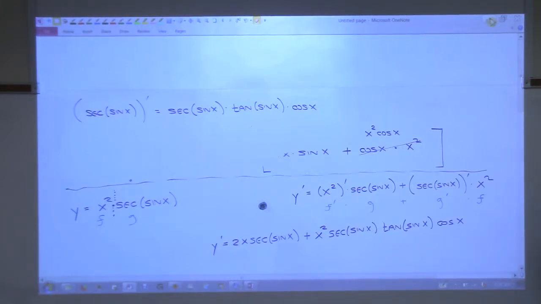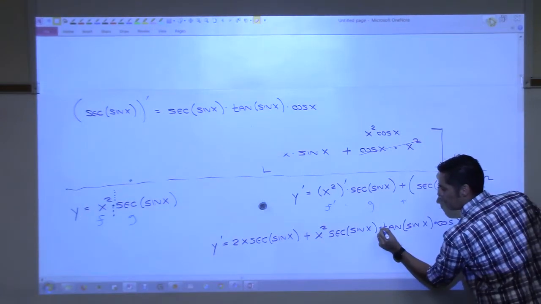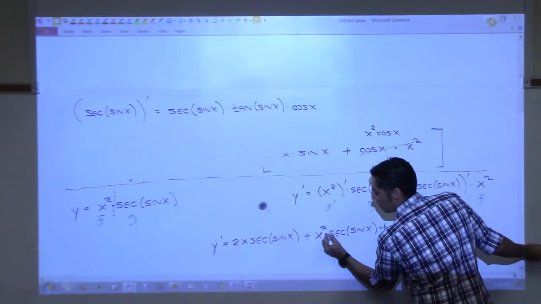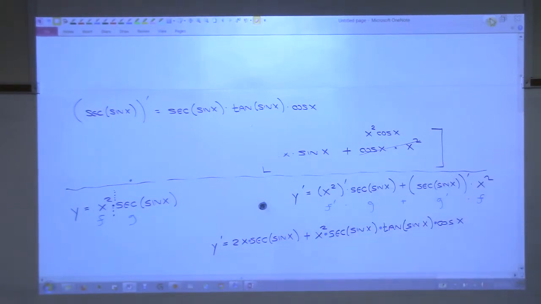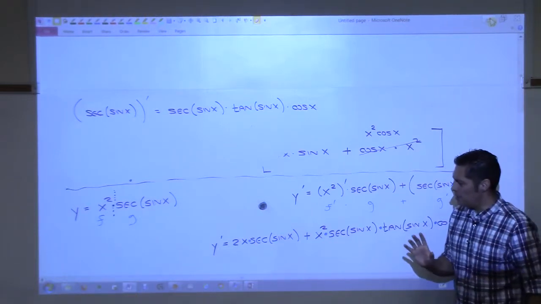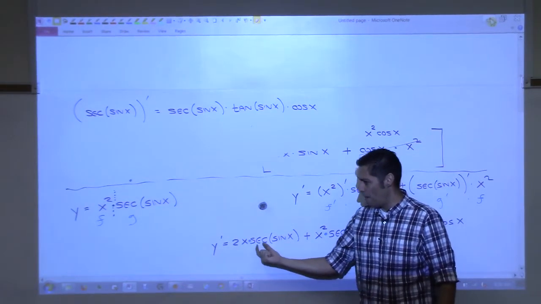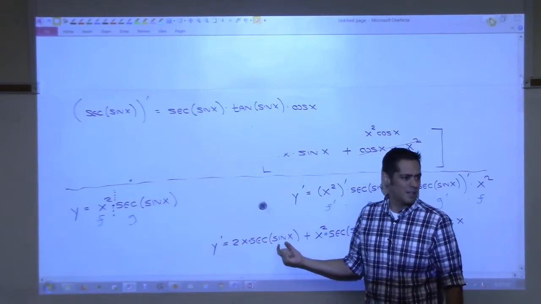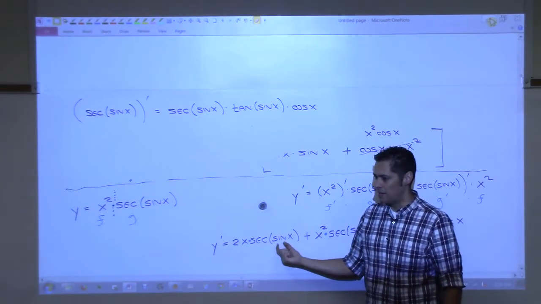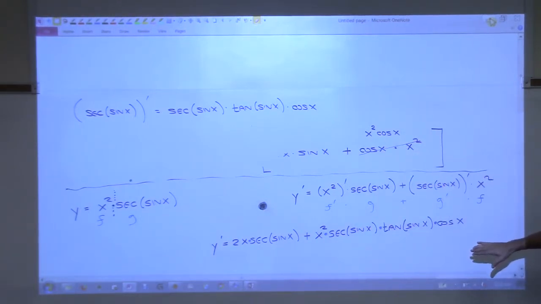I think I'm going to highlight where my multiplication is real quick. Everywhere you see a blue dot, that's where I have multiplication. The reason I'm doing that is I want everyone to understand secant sine x, this is secant of sine x, right? This is not secant times sine x. I mean, that doesn't make sense to say secant times sine x. It's secant of sine x. All right, that good? Okay.